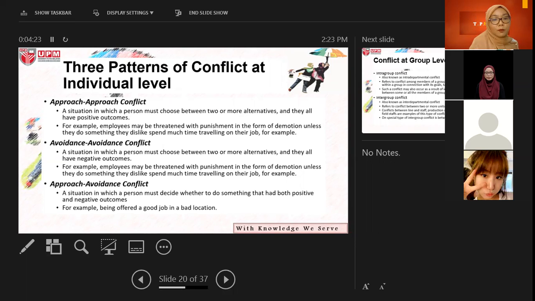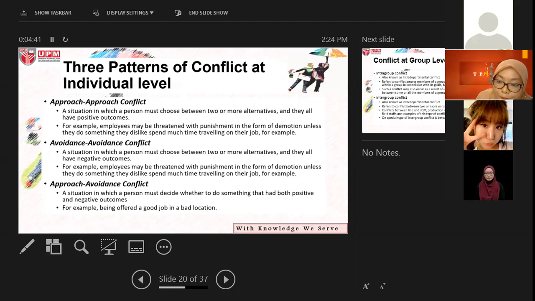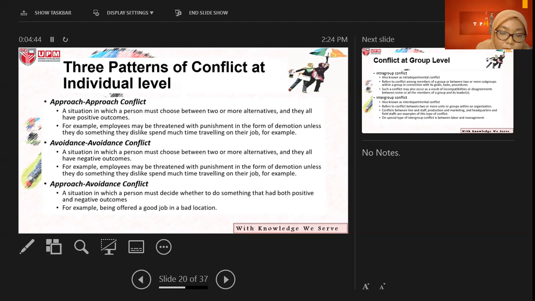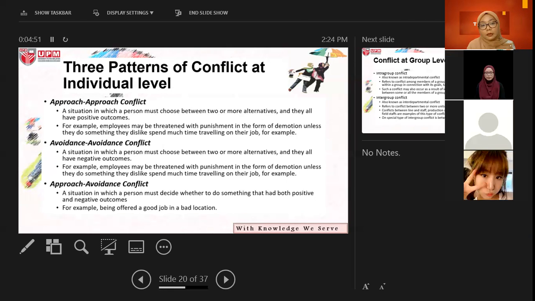The second one, avoidance conflict, a situation in which a person must choose between two or more alternatives and they all have negative outcomes. This is the proper example. For example, employees may be threatened with punishment in the form of demotion unless they do something they dislike, for example, spend much time traveling on their job. Avoidance means that you need to choose between two options which both bring a negative effect to you.